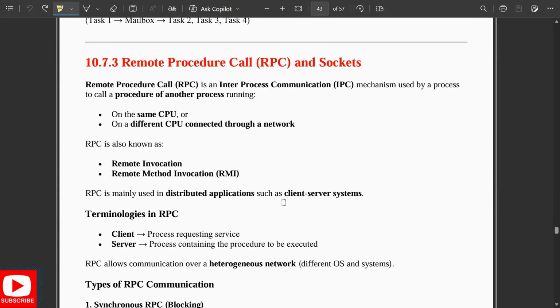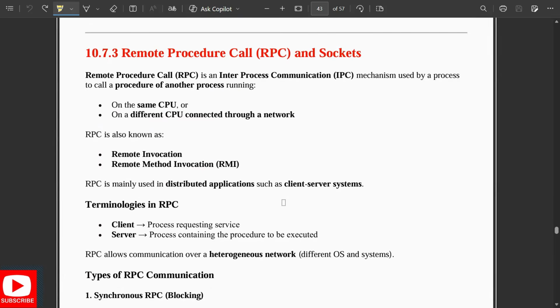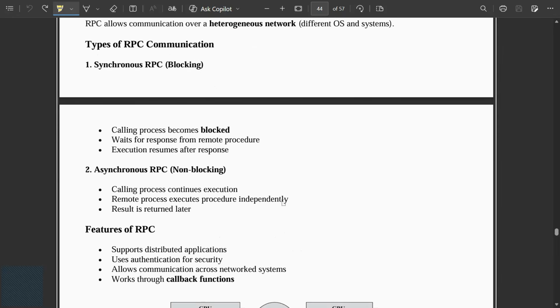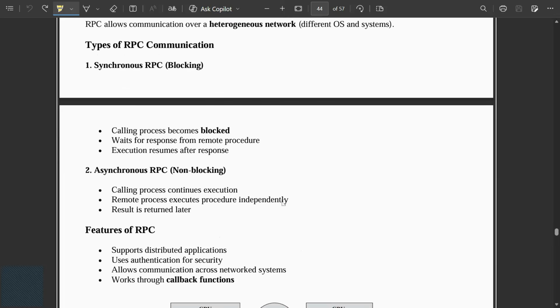Next, remote procedure call, RPC, and sockets. RPC is an inter-process communication mechanism used by a process to call a procedure of another process running on the same CPU or on a different CPU connected through a network. RPC is also known as remote invocation and remote method invocation. It is mainly used in distributed applications such as client server systems. The technologies used here are client and server. The types of RPC communication are synchronous and asynchronous. The features are given here.